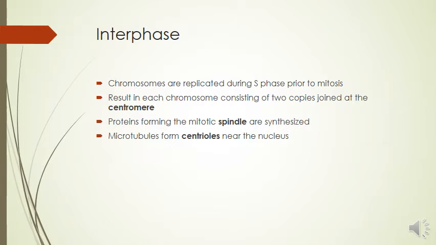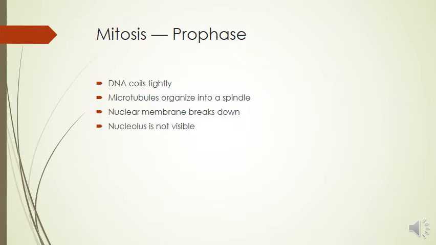The result of the interphase is that each chromosome now has 2 copies joined at the centromere, and proteins forming the mitotic spindle are synthesized, and microtubules form centrioles near the nucleus. In prophase, the DNA is going to coil very tightly. The microtubules are going to organize into a spindle. The nuclear membrane is going to break down, and the nucleolus is not visible.